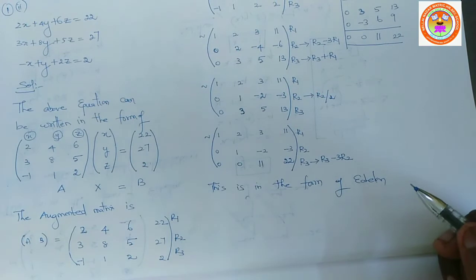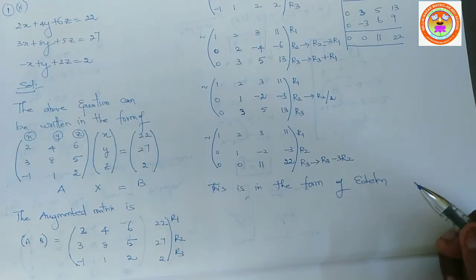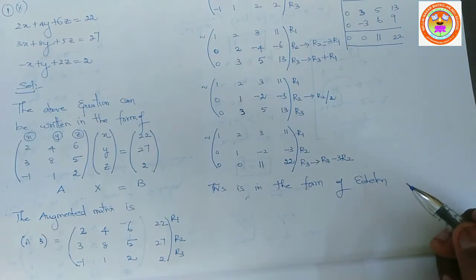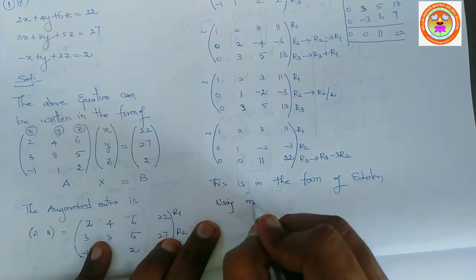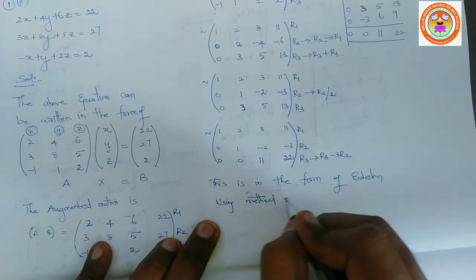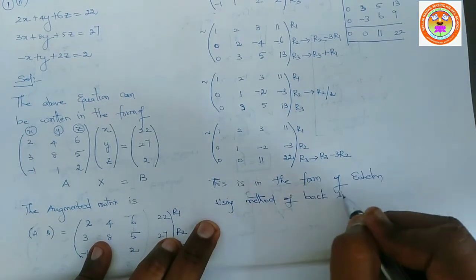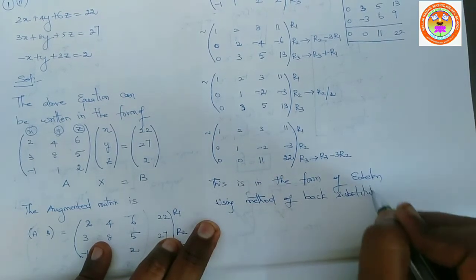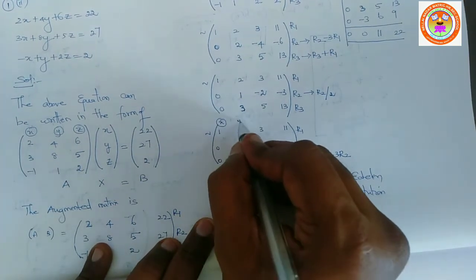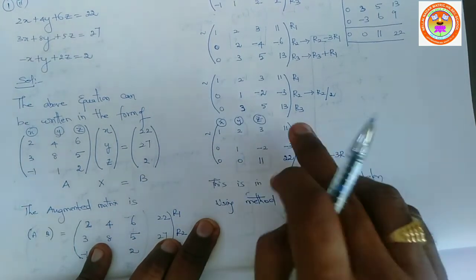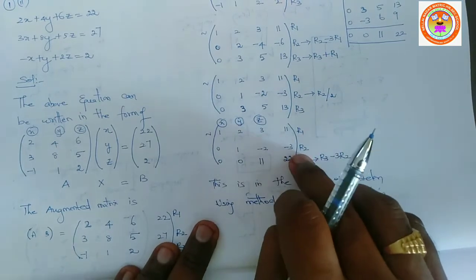So what method can we use? I am going to use the method of back substitution. Method of back substitution. This is the x coefficient, y coefficient, z coefficient. This is nothing but a constant. This is nothing but matrix B.